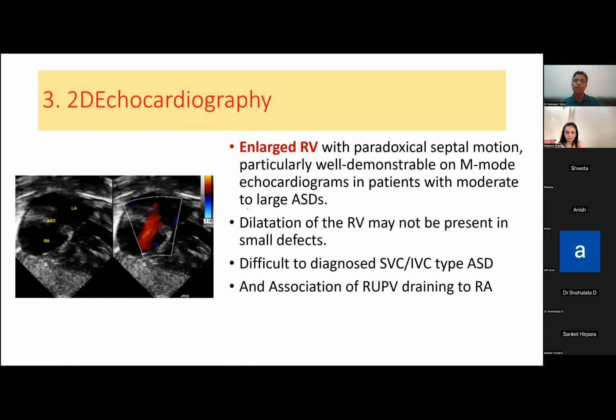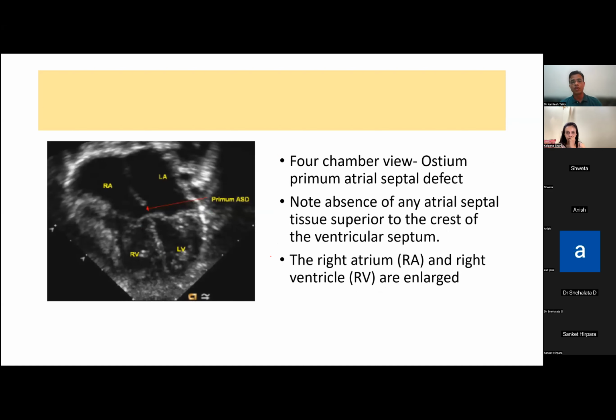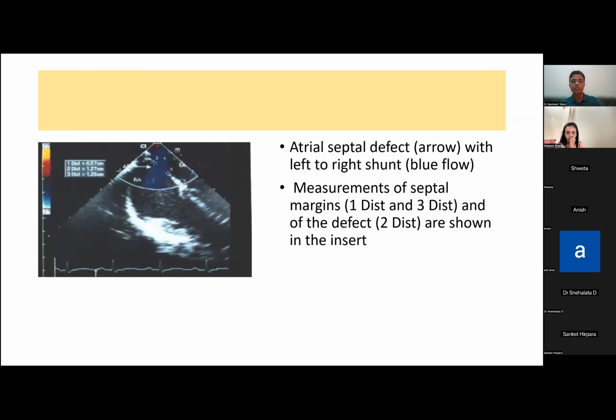Echocardiography, I'm not going to go into much detail, but you can easily diagnose ostium secundum and ostium primum on echocardiography, either in the four-chamber view or in the long axis view. The difficult ones to diagnose are sinus venosus ASD, SVC type or IVC type. So there has to be a really high index of suspicion. An expert pediatric cardiologist can diagnose SVC and IVC type ASD, which has been missed by many good cardiologists also. So this is ostium primum ASD. It is in the four-chamber view. And this is ostium secundum ASD.